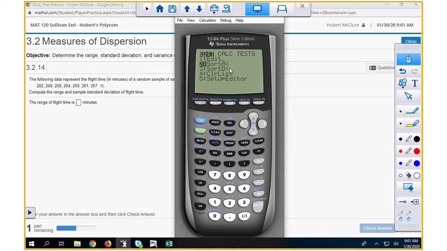So sort A, and then where is your L1s and L2s? Look above your 1, 2, 3, and so on. So you hit second, and then L1, that says I'm going to use my first column, and close parenthesis, and enter. And you're done. So now go back to Stat, Edit, and they're in order.